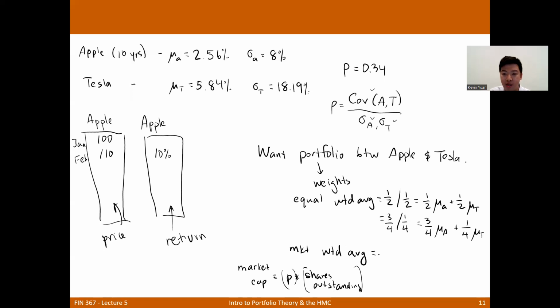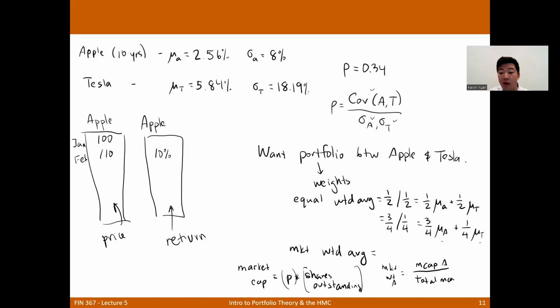And we're taking the market cap weighted average. Well, first of all, we're having different weights, right? So the mu A and the mu T aren't changing. What we're changing is these weights, and the weights better add up to 100%. So what we're going to say is let's say the market weight now of, let's say, Apple. What we're going to do is we're going to take the market cap of Apple and we're going to divide it by the total market cap.